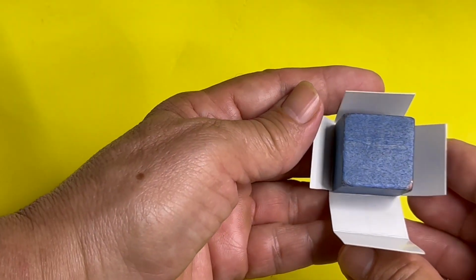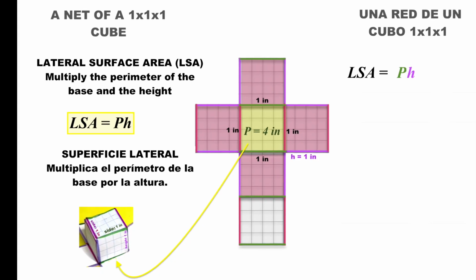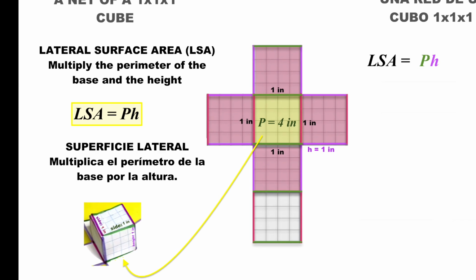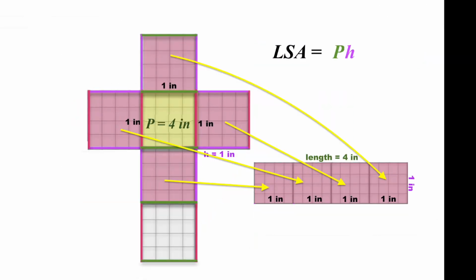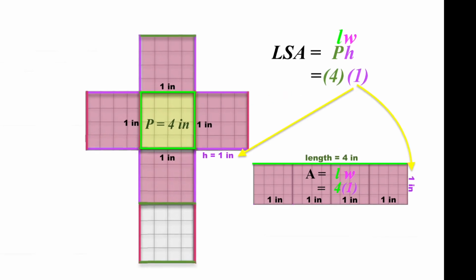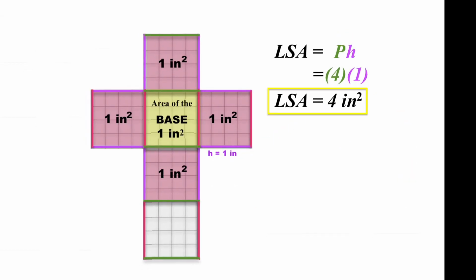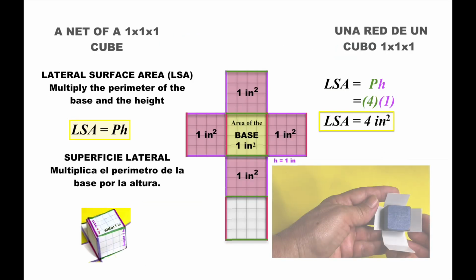Lateral surface area is the perimeter of the base times its height. Notice how each of the lateral sides form a rectangle. 4 times 1. Lateral surface area of 4 square inches.